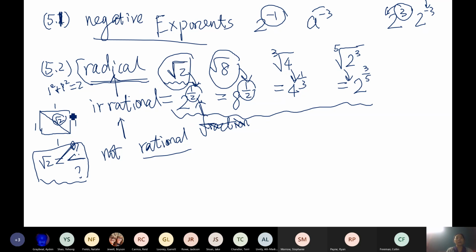But now we understand we could have numbers that are not fractions. So the topic here in 5.2 is to learn to simplify radicals. When we have a radical number, we simplify it.